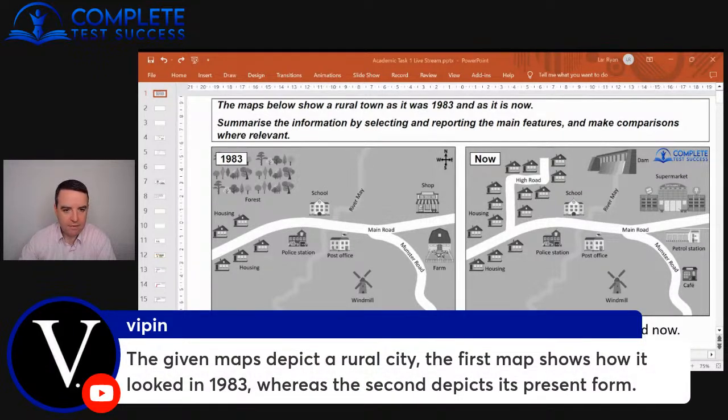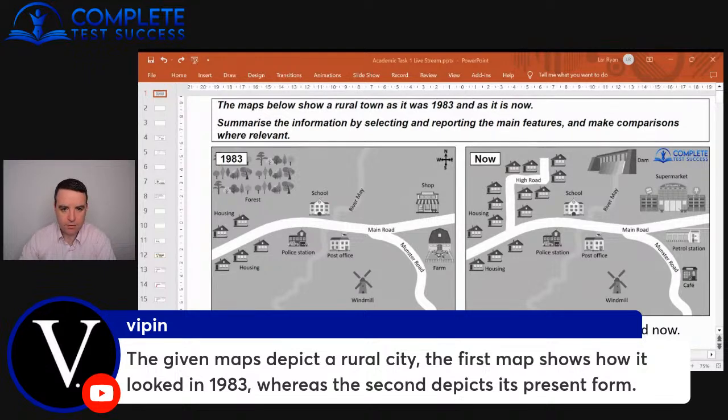Vipin, the given maps depict a rural city. No, a town and a city are not the same. So, changing the meaning is not acceptable. What you have to do is have the same meaning. And if that means you have to use the same word as the question, that's better. It's better that you use the same word as the question than changing the meaning. So prioritize having the same meaning over changing words.